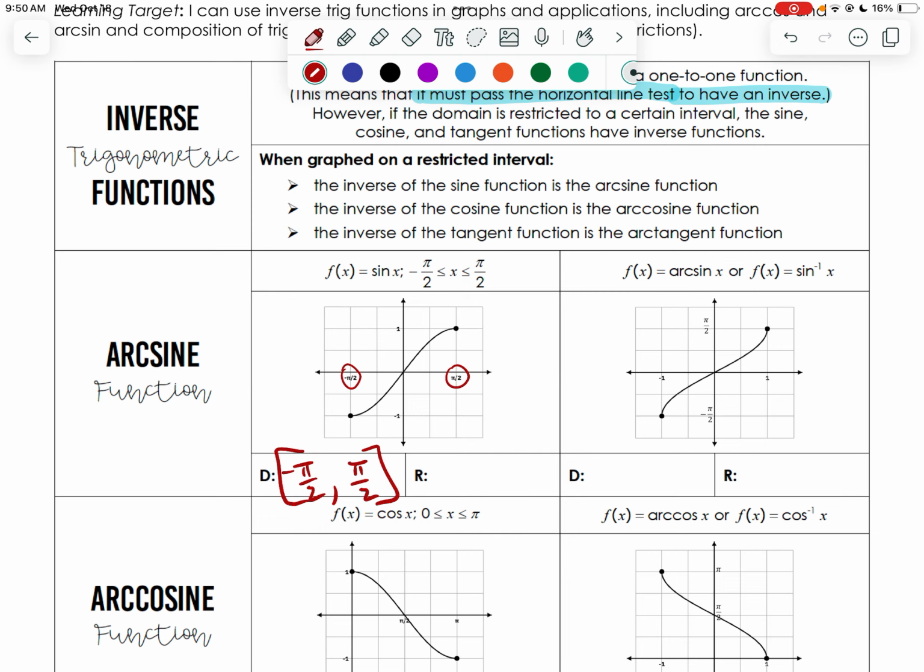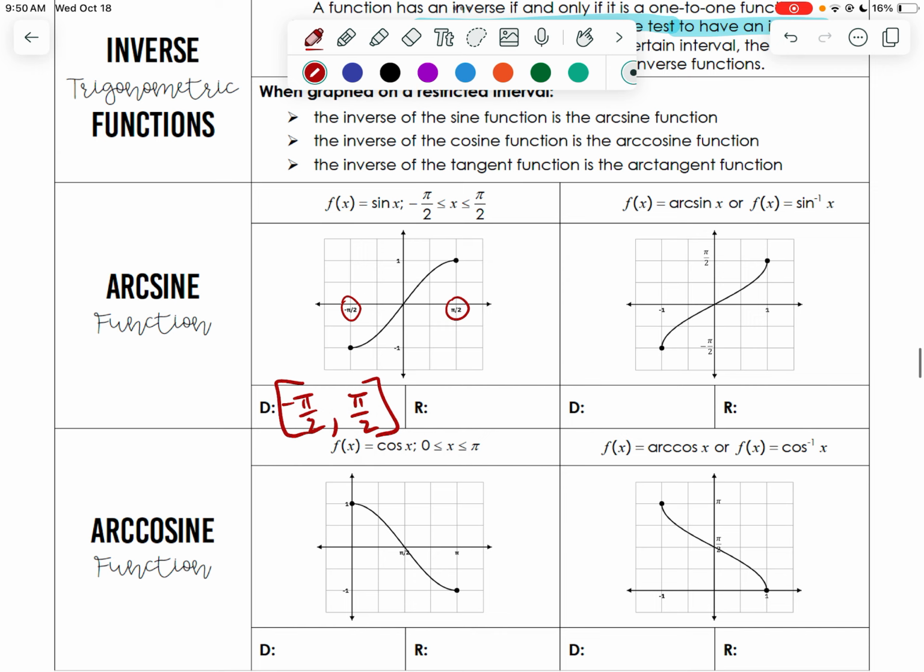I'm really just going to focus on domain right now. I don't want to waste time on the range because we're not going to need it. So then the arc sine or inverse sine, those mean the same thing. This one would be between negative 1 and 1.